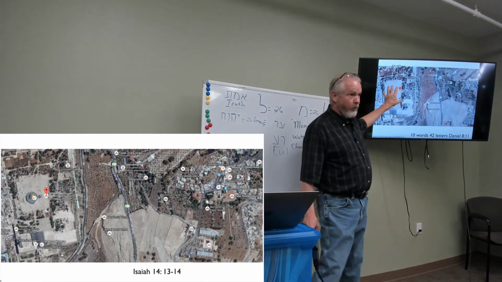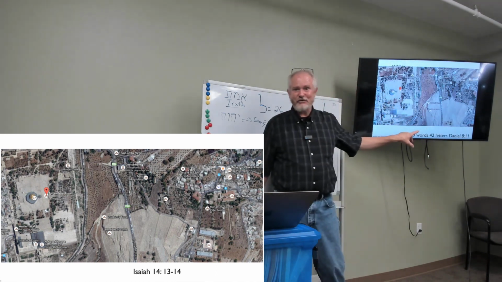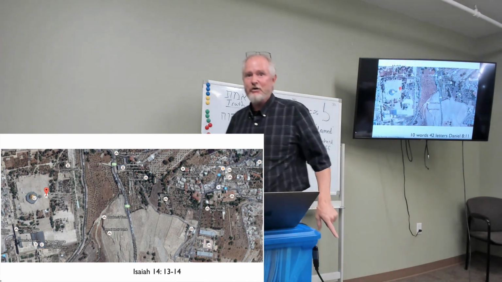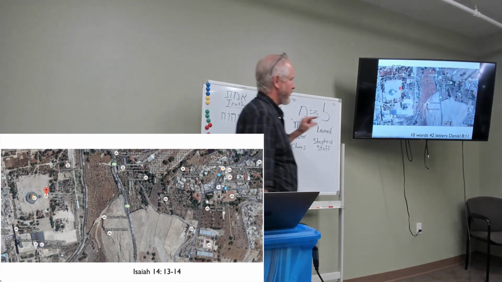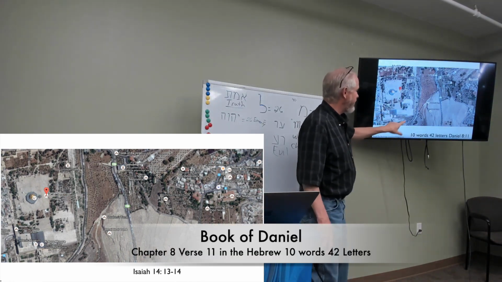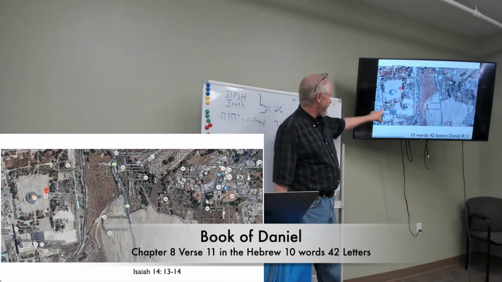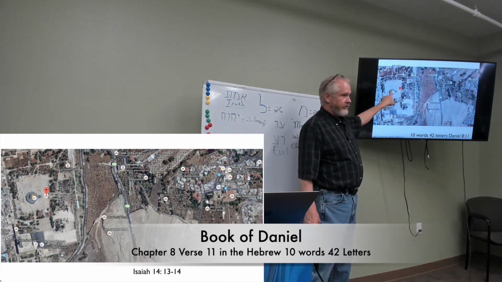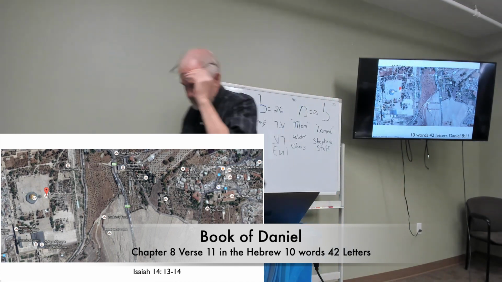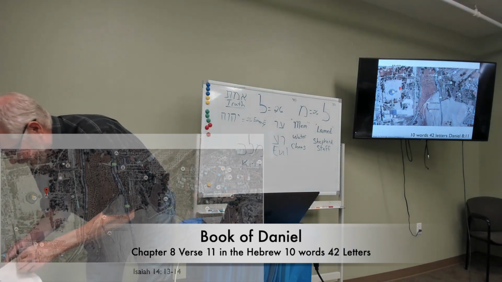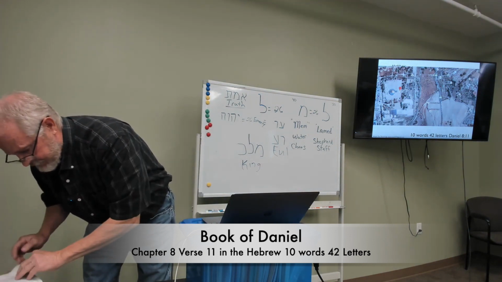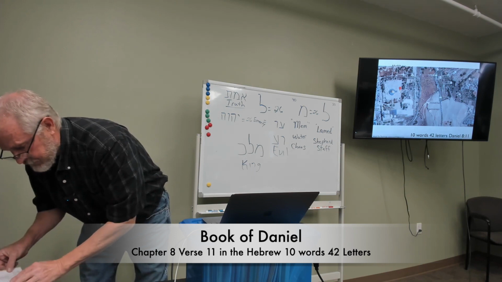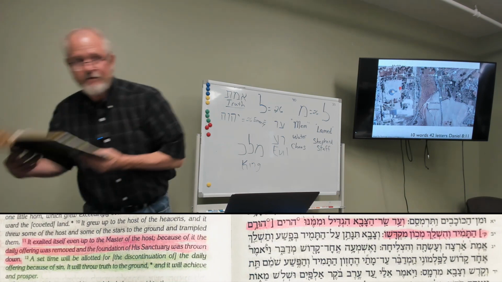Now, watch this play out. You've seen it last week, but watch it play out in the book of Daniel, everywhere where these 10 words and 42 letters are. So Daniel 8:11, if it matches, it's going to match the stopping of this daily sacrifice that just happened. So we go to 8:11, page 1799.